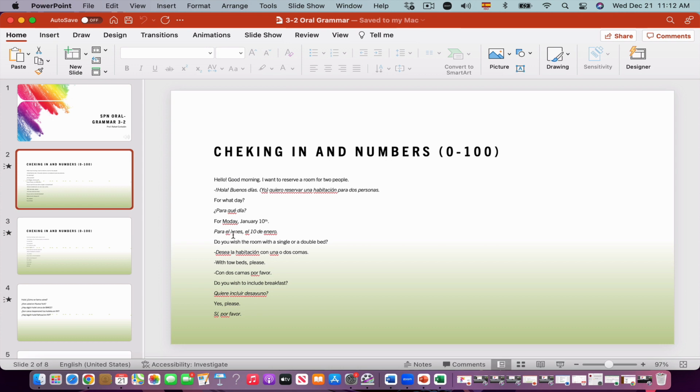Okay, so it's going to be the same thing with the month. January in English is going to be uppercase, and in Spanish it is going to be lowercase. Also in English, January goes first and then the day, right? But in Spanish, it's going to be el, and then the day first and then the month. El 10 de enero, January 10th.